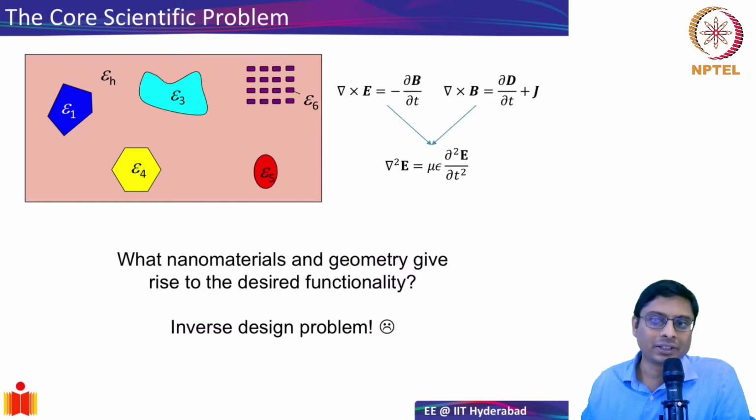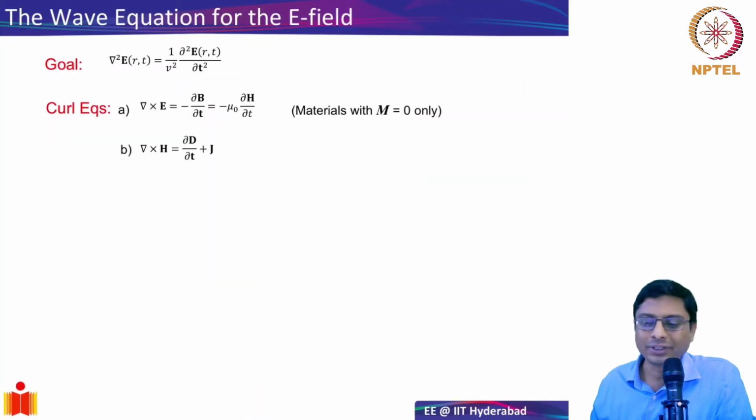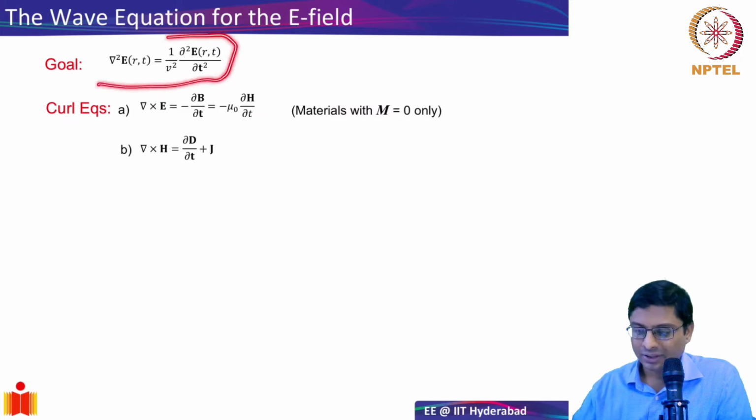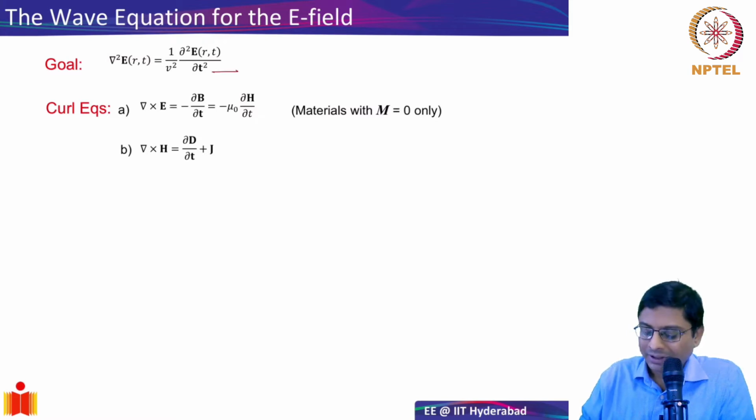Since this is a central part of nanophotonics, I would like to take a little bit of time to try to derive this. You might have already done this, but I just want to go over this one more time so that you are familiar with the assumptions that we are making and the role of each term. All of you are familiar with the wave equation, which is of this form. This is essentially a second order partial differential equation. So you have the second derivative in time.